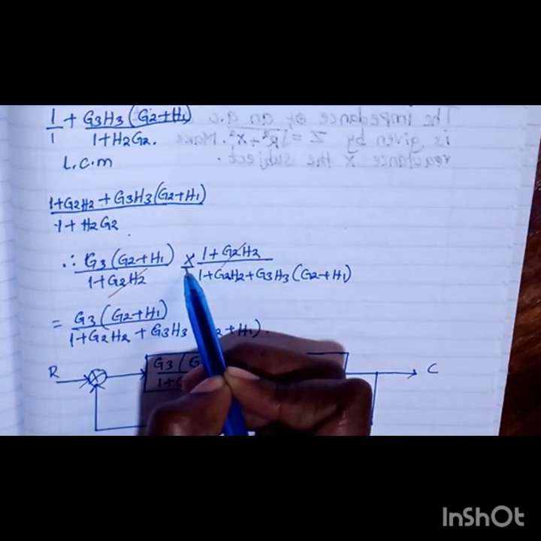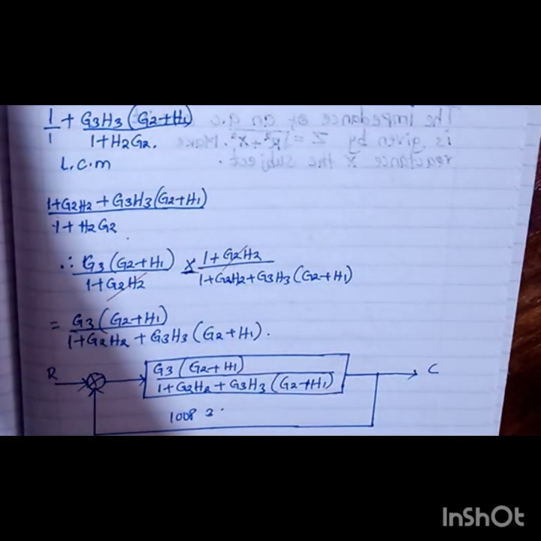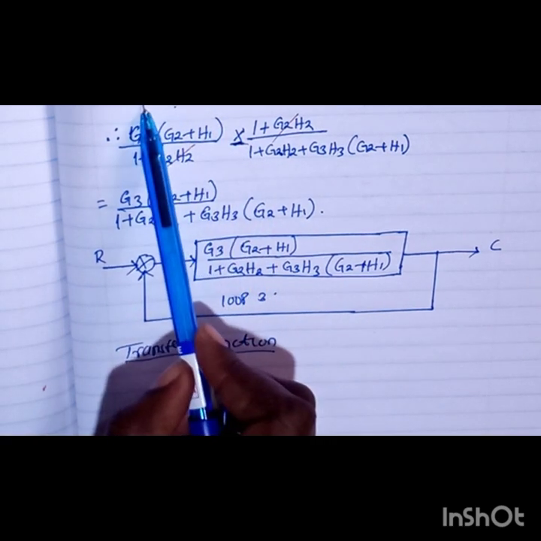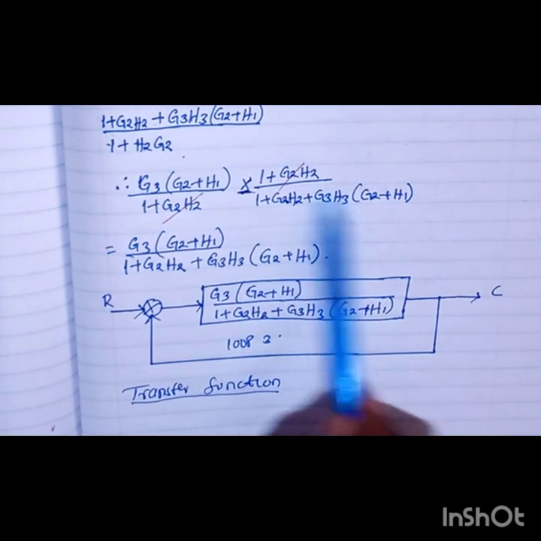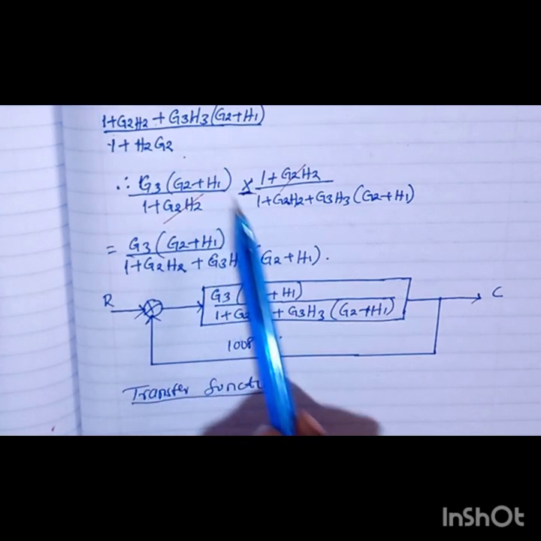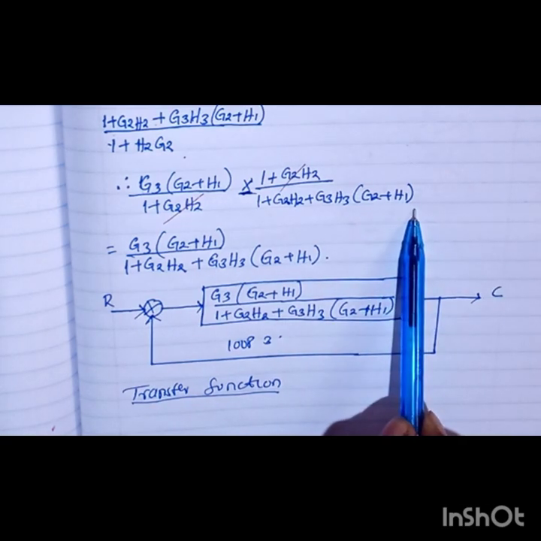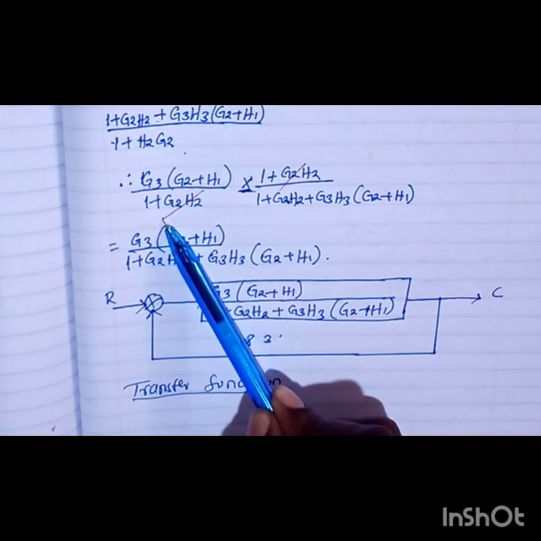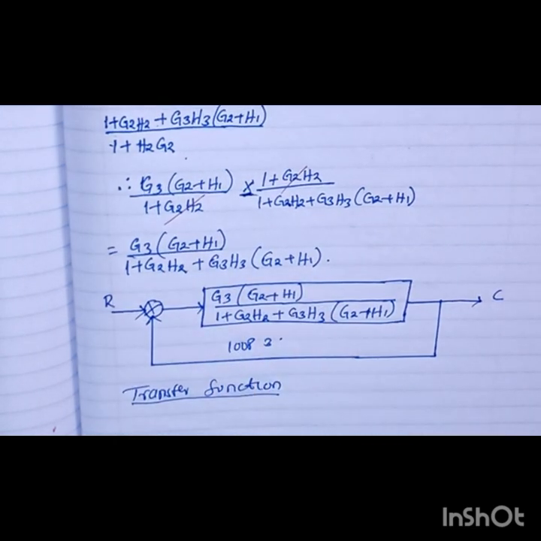But now I'll multiply this one by the reciprocal of what I have on the other part. So I just have this value here times, now the reciprocal is 1 plus H2 G2, divided by 1 plus G2 H2 plus G3 H3 into G2 plus H1. Then after doing that, you can see that this value here and this value are the same, so they'll just cancel each other, and then you remain with this one over this one, what I have here. And that becomes the control ratio of the transfer function of our loop 2.